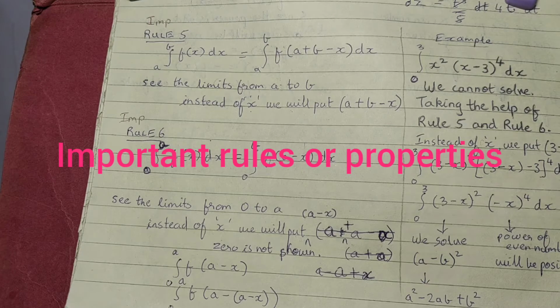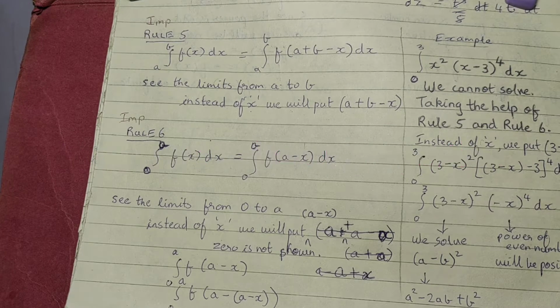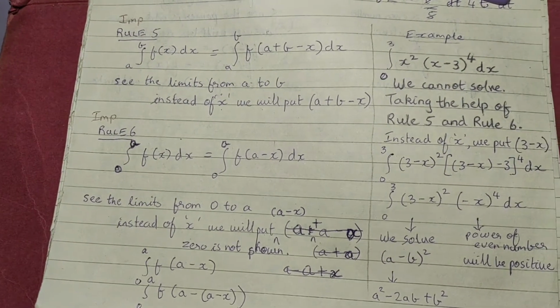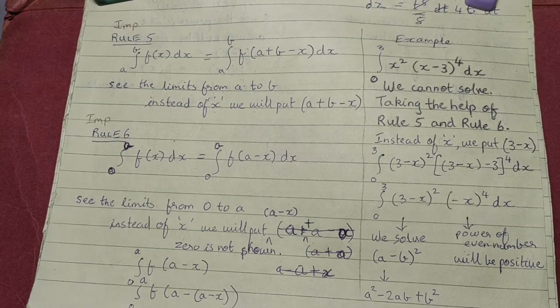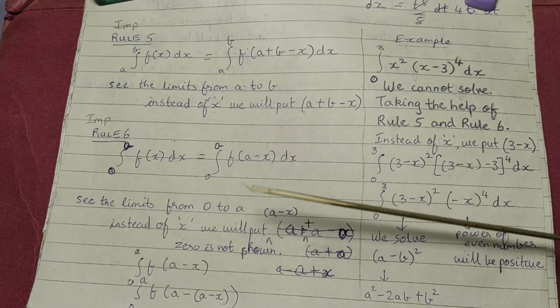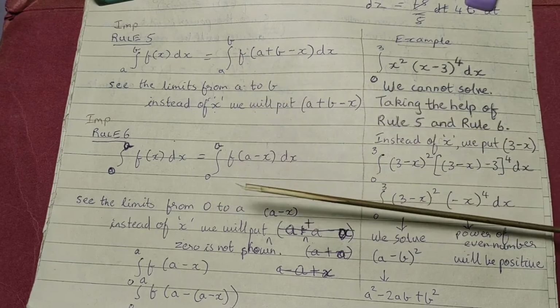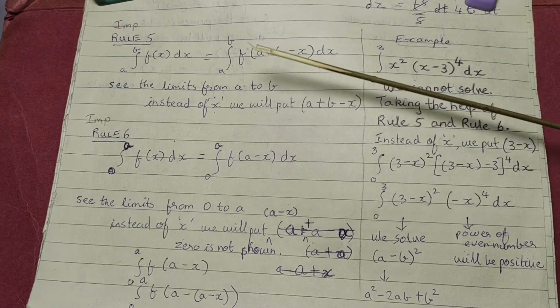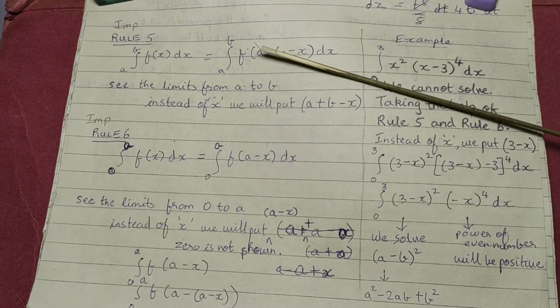Hello students, now exercise 6.2. In order to solve that, we have to use two important rules. We are skipping rule number 1, rule number 2, rule number 3 and rule number 4 right now. You can take them from your textbooks. What we will be doing currently is going over rule number 5 and rule number 6, because these two rules are very important and we can solve exercise 6.2 based on these two rules.